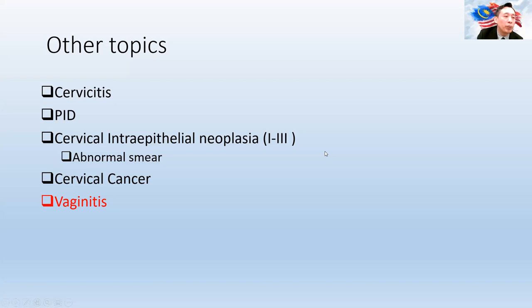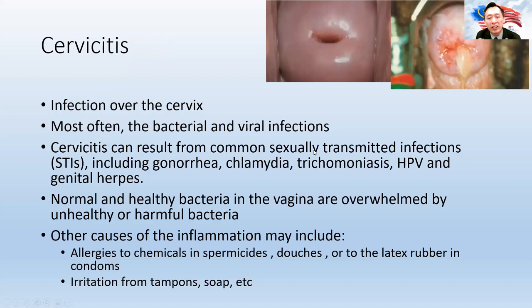So other topics are cervicitis, PID, cervical intraepithelial lesion, cervical cancer, or vaginitis. I'm finishing soon. Infection, cervicitis means there's an infection on the cervix, most often bacterial and viral in origin. But cervicitis can result from common sexually transmitted infections, such as gonorrhea, chlamydia, trichomonas, HPV, even genital herpes. Normal and healthy bacteria in the vagina can be overwhelmed by unhealthy and harmful bacteria, for example, bacterial vaginosis. Other causes of inflammation of the cervix can be due to allergy, spermicide, excessive douching, allergy to condom, and etc. Irritation from the tampon, also soap.